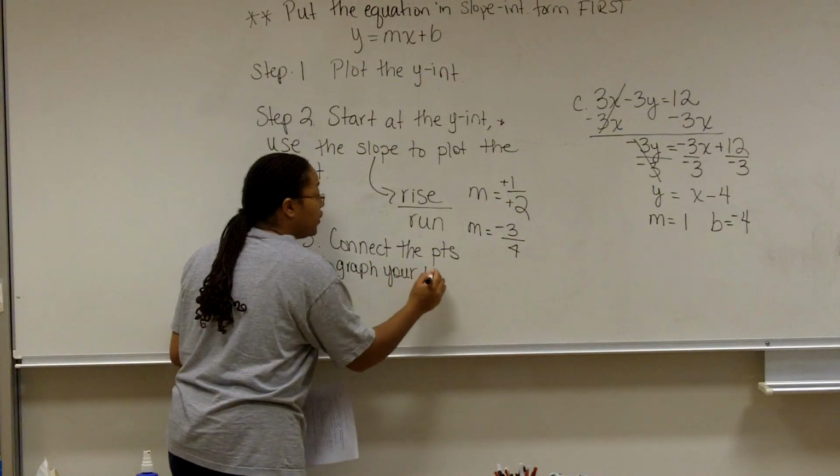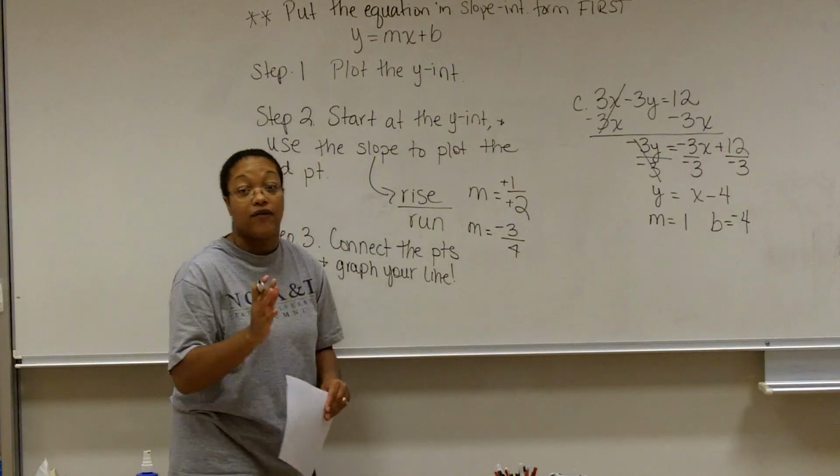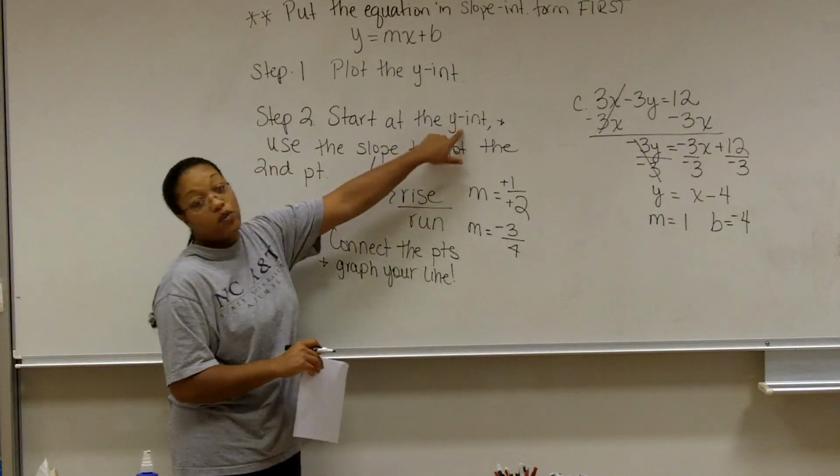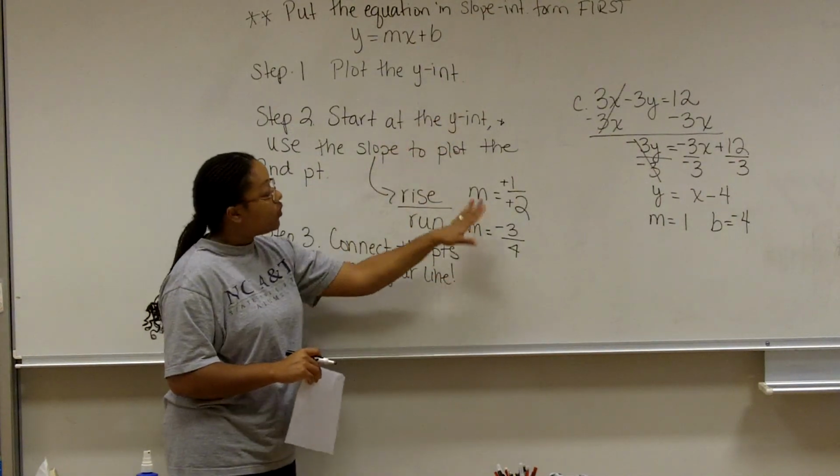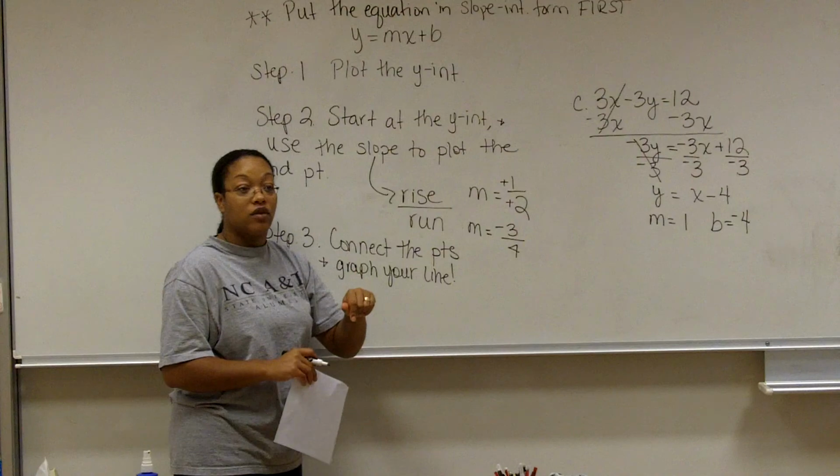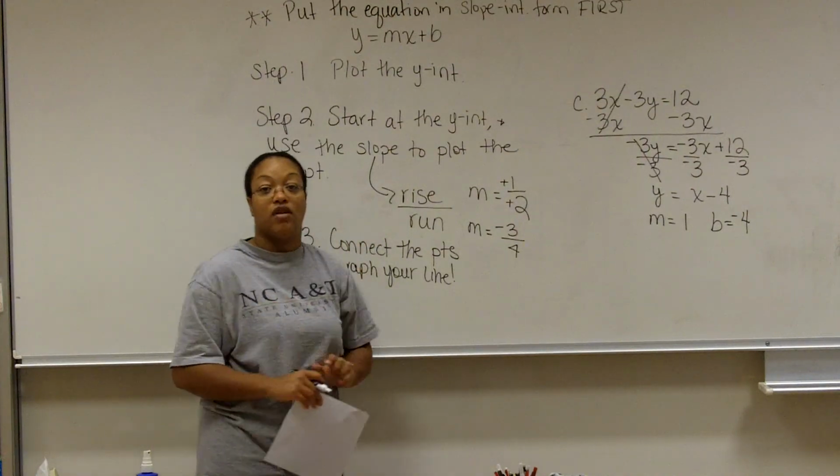So remember, you only need 2 points to graph the line. The first point is going to be the y-intercept. Then we use our rise over run to get the second point. So we'll try a few of these in the next video.